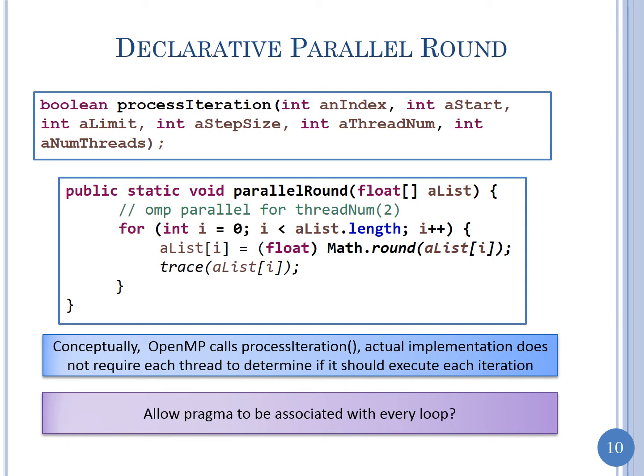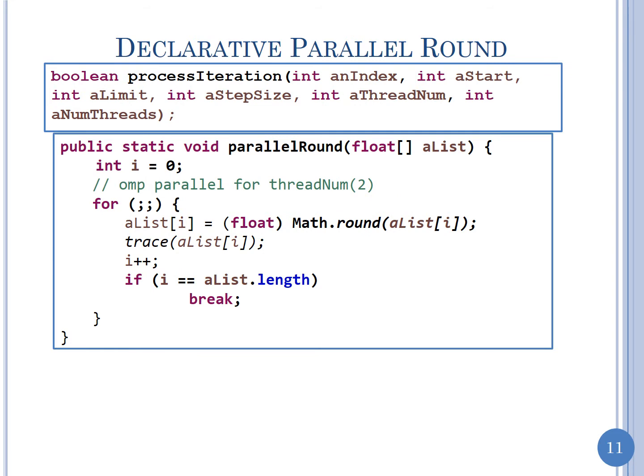So can we allow this pragma to be associated with every loop? That's kind of what Chris was asking. And if we put this OMP parallel for in this for loop, who knows what's going to happen? But it certainly won't know what to do because it doesn't have the loop parameters. It doesn't have I, step size. Questions?